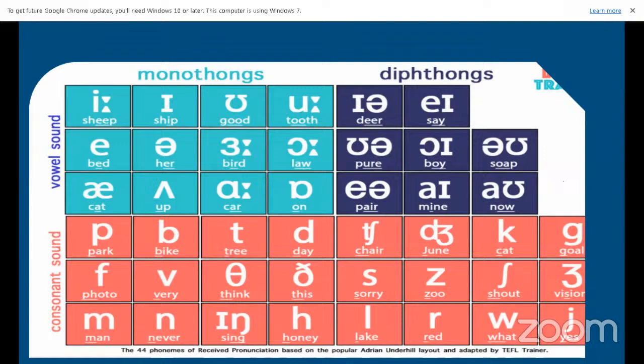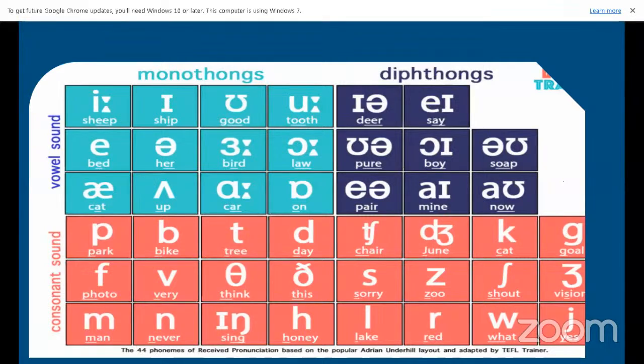Now, this is what I'm showing you, a chart. I hope you all can see the chart here. Now, these are monophthongs, diphthongs. The ones in pink color are consonant sounds, and the others are vowel sounds. Consonants are 24, whereas vowel sounds are 20, but they are divided into 8 diphthongs and 12 monophthongs. And now we'll be doing what these consonant sounds are and what these vowel sounds are.